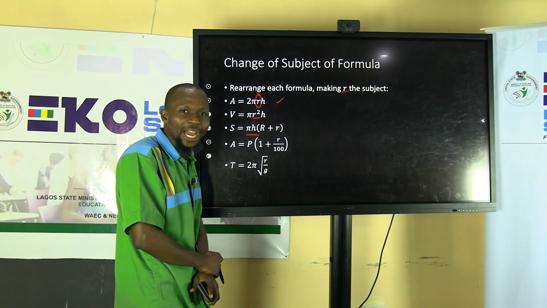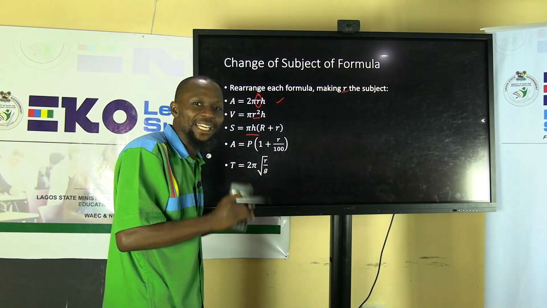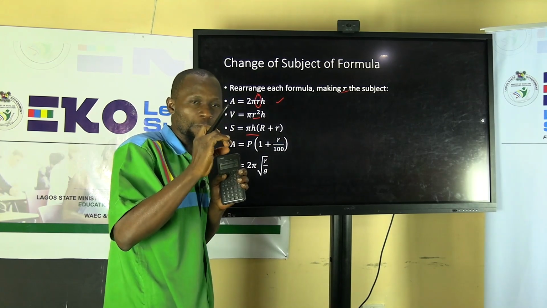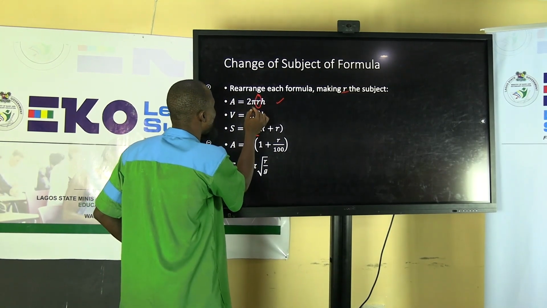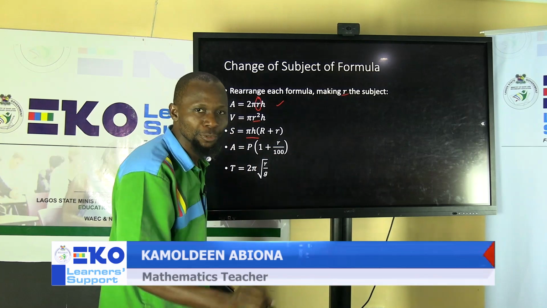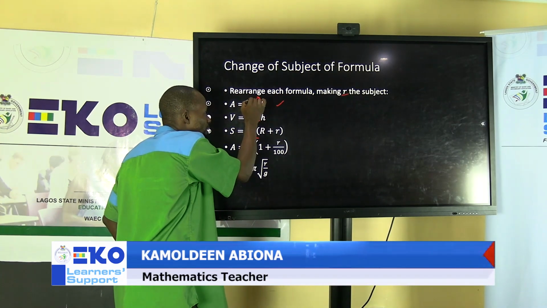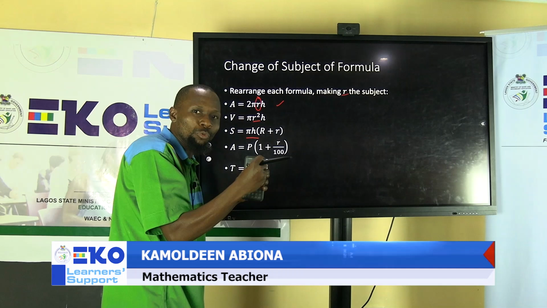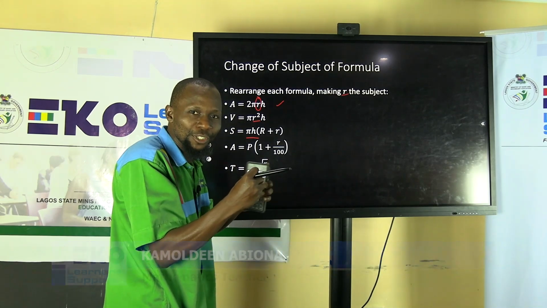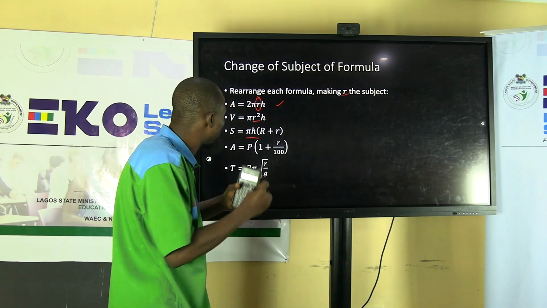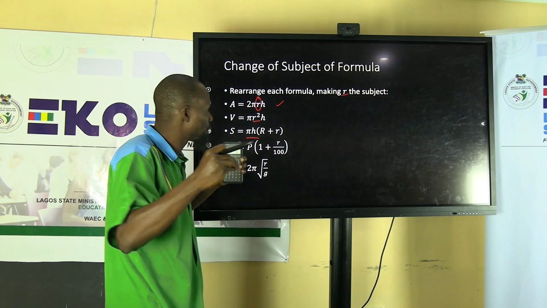So if you are isolating R, it means all other ones that are there must be removed. So we have 2 here, we have pi here, we have H. So they must be removed. How do we remove them? Because they are bound together with the sign multiplication. So to separate them, you have to use the opposite of multiplication, which is division.